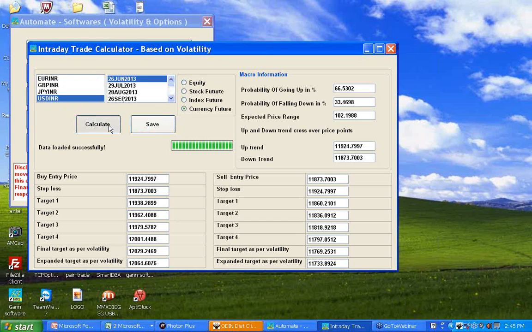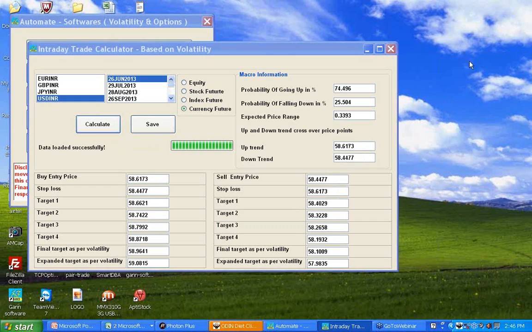You can take the currencies also here; currencies you can trade here too. You just have to select it and hit a button, and it can give you the levels. So future, index, equity, currencies, everything you can trade in this. So this is what the volatility technique is.